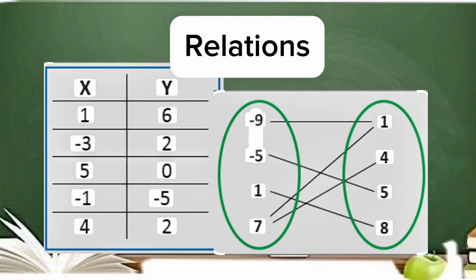Now, a relation can be presented in this way. This is a table. The first column are the values of x, and the second column are the values of y. And then we have the two ovals. The first oval are the values of x, and the second oval are the values of y. So these are examples of relations.